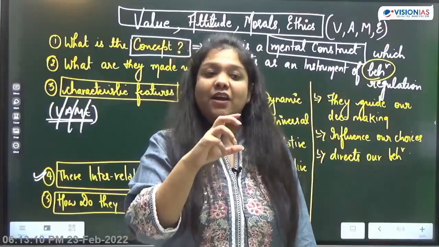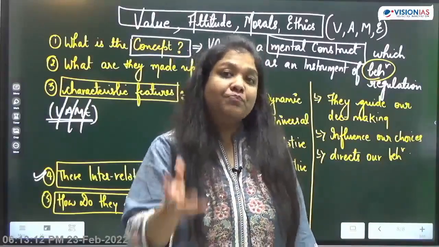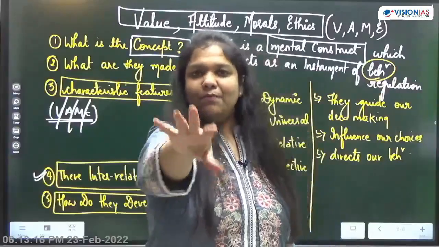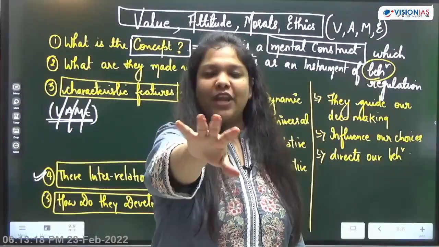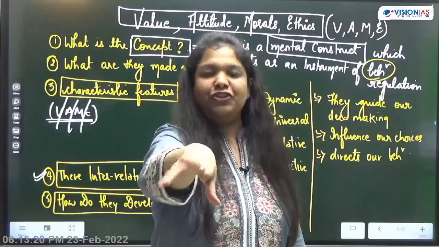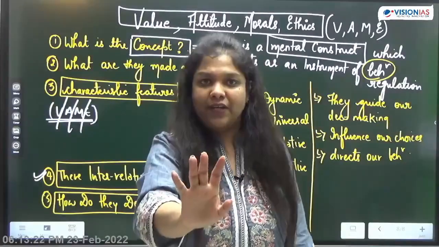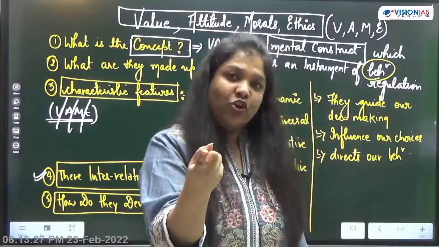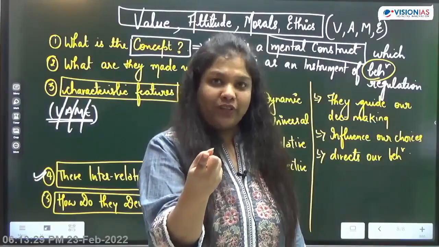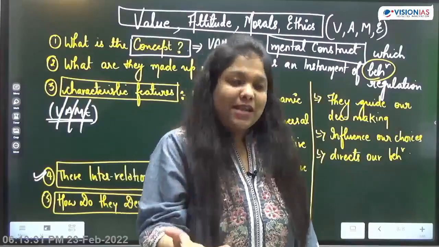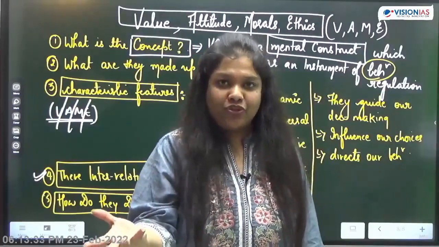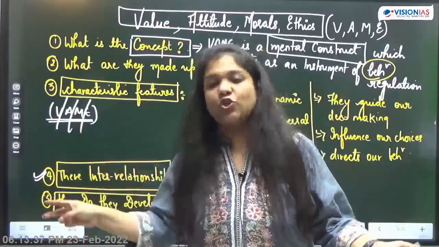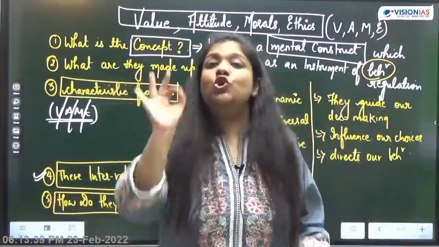I can decipher your value system based on your actions, based on your behavior. But I can't directly measure your values. I can't visualize or observe your attitude, your morals, your ethics. But based on your action, I can determine your value system, your morals, your ethics. So directly, they are not observable or measurable. But they do give rise to something which is observable and measurable, and that is your behavior.